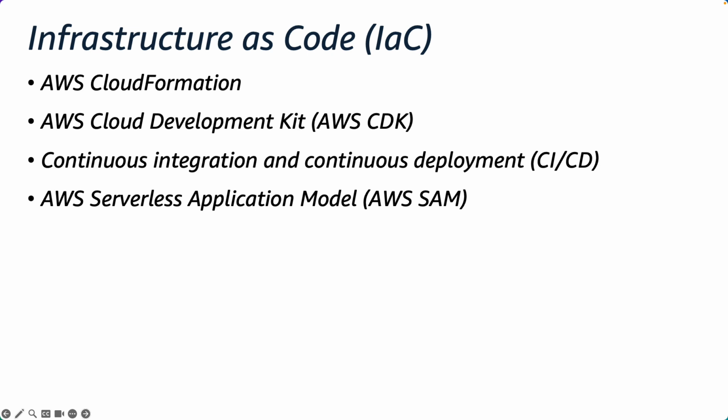You can use the AWS Cloud Development Kit or AWS CDK for repeatable deployments too. Then for your data pipelines, you can use continuous integration and continuous delivery to implement, test, and deploy your data pipelines. There's also the AWS Serverless Application Model or AWS SAM to package and deploy serverless data pipelines such as Lambda functions, step functions, and Amazon DynamoDB tables.